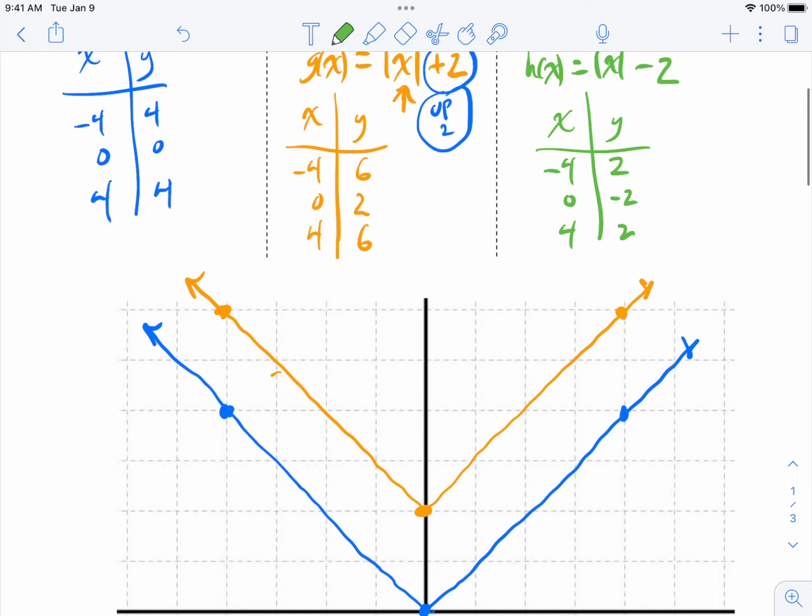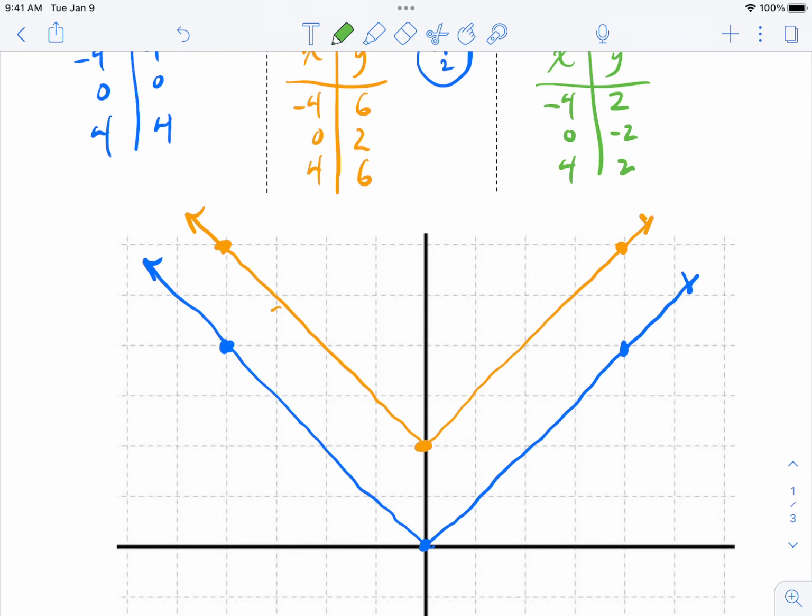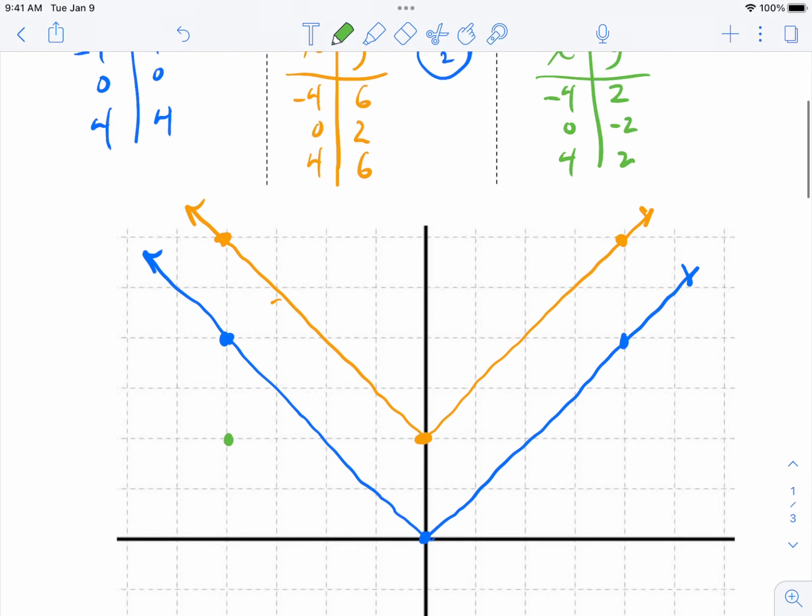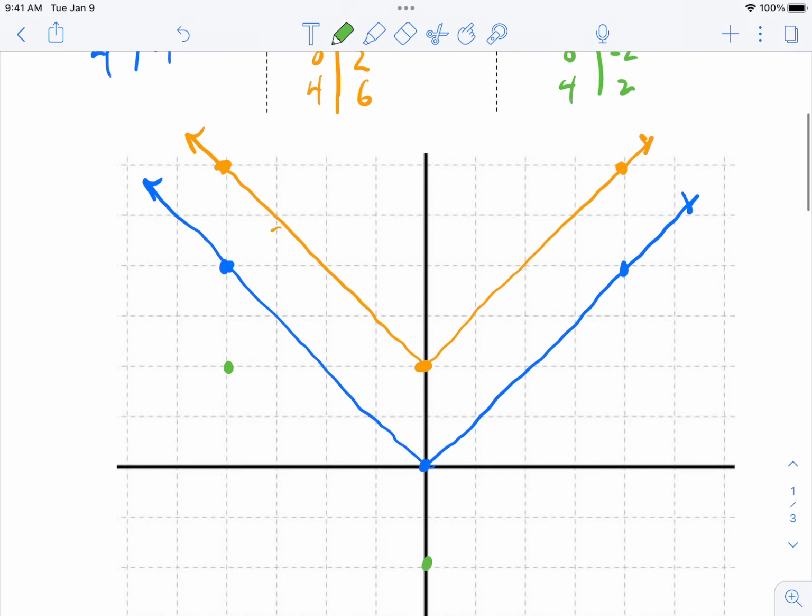And look at the points we're getting this time. When x is -4, y is just 2. When x is 0, actually, y is down here at -2. And when x is 4, we're at 2. And you could plug in more points if you need more convincing, but I think we can bet that it's going to do this, right?